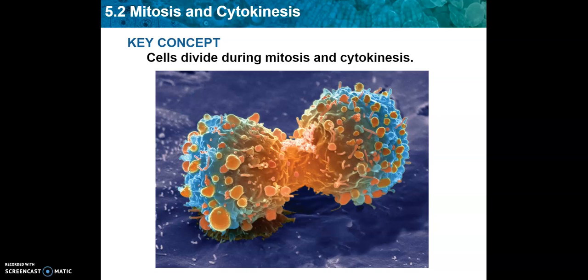Chapter 5, Section 2 is over mitosis and cytokinesis. Cells divide during mitosis and cytokinesis. The mitotic phase, or the M phase of the cell cycle, includes both mitosis and cytokinesis, and it alternates with the much longer interphase. Interphase itself will account for about 90% of the cell cycle.